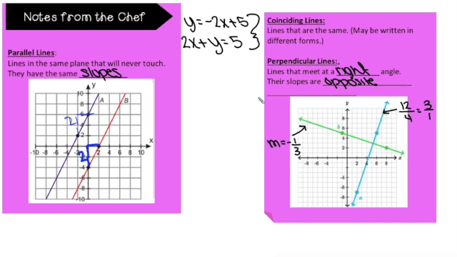O-P-P-O-S-I-T-E, reciprocals. And what that means is opposite would be like the sign. So instead of positive, it's negative, negative goes to positive, or vice versa. And the reciprocal part is that these things swap positions. So 3 is on the top, 1's on the bottom.